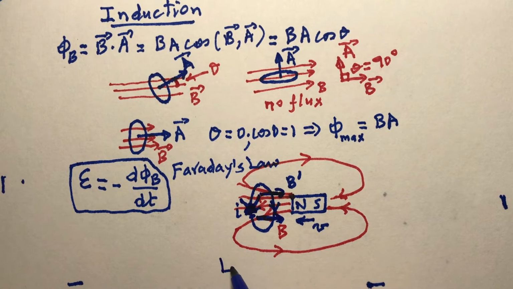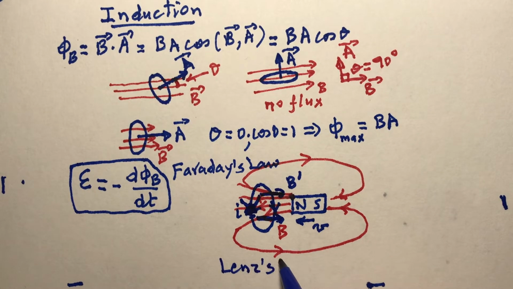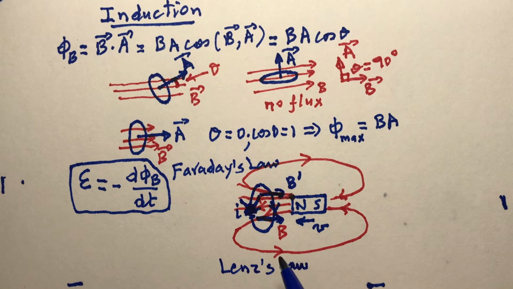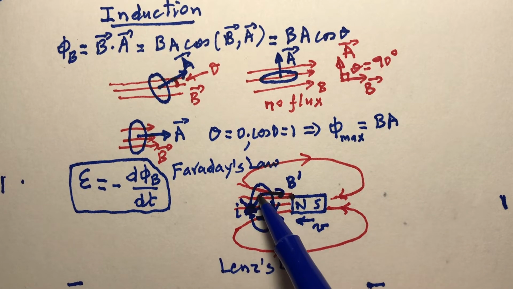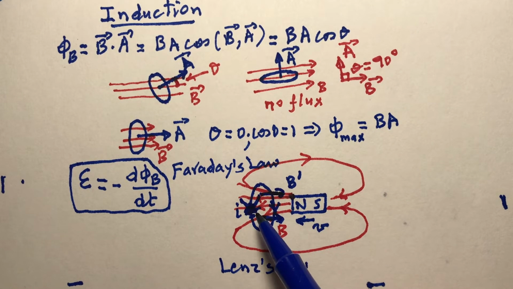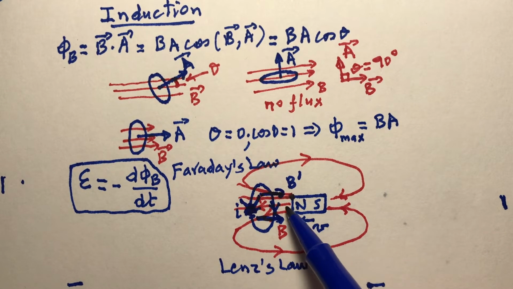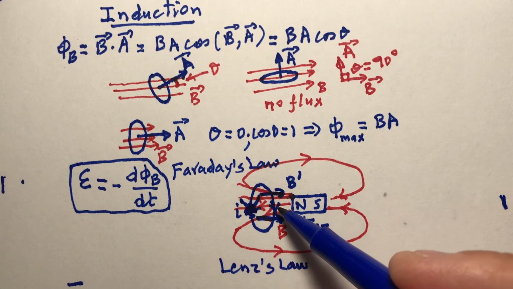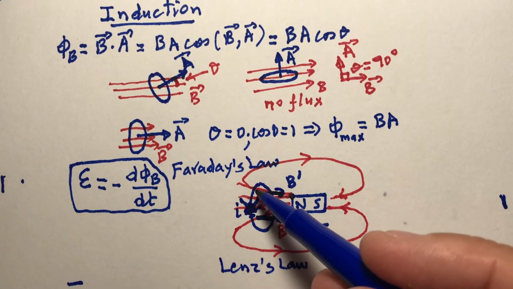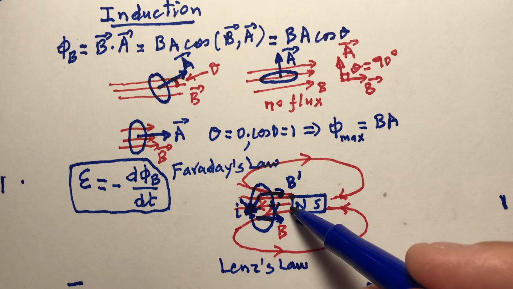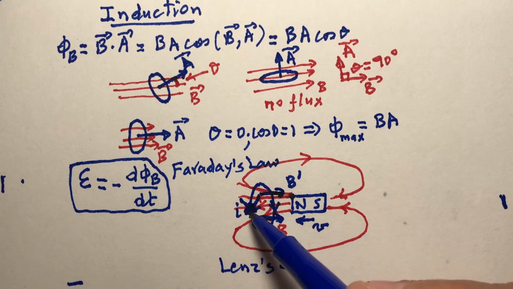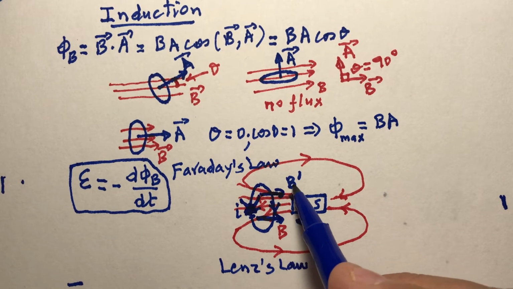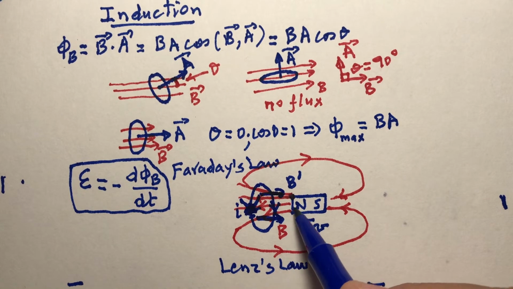Lenz's law. We have now two laws working together. Lenz's law says the current will go in the direction to create a magnetic field that will oppose that magnetic field that's coming in, increasing. So this magnetic field is increasing as I move the magnet. The red magnetic field is increasing. You have more lines going inside the loop. So the magnetic field is increasing. So the loop will generate a current. I made it going down here. So B prime will be opposing that magnetic field that's coming in.